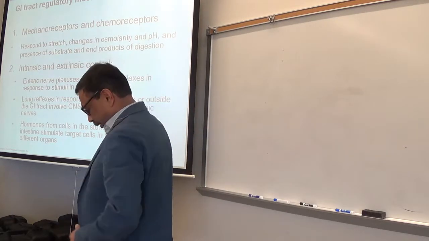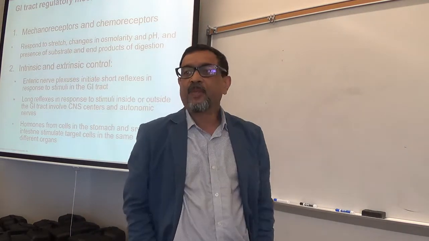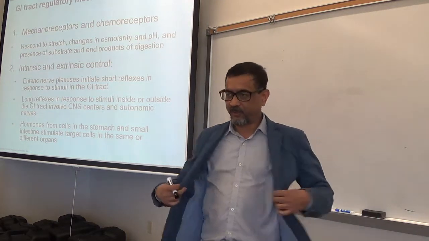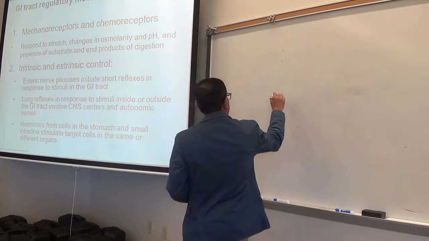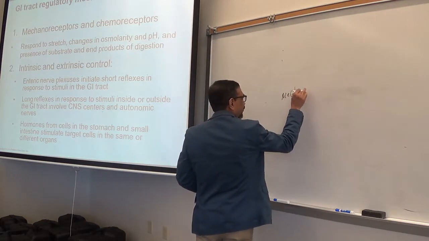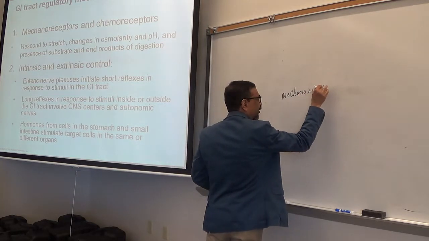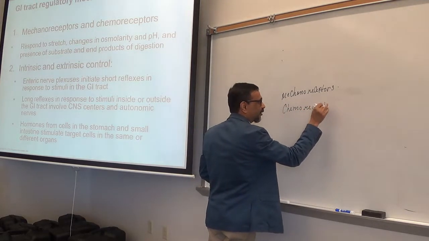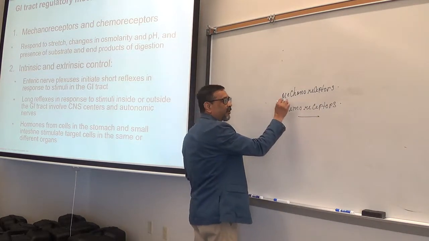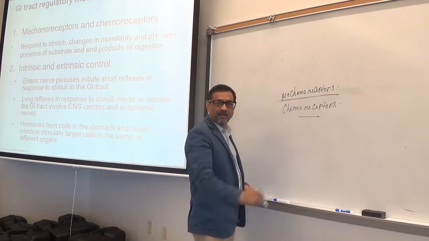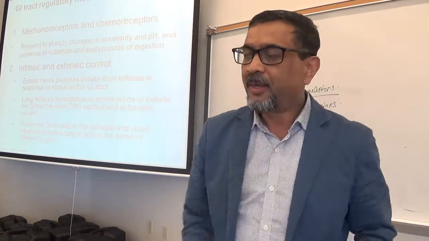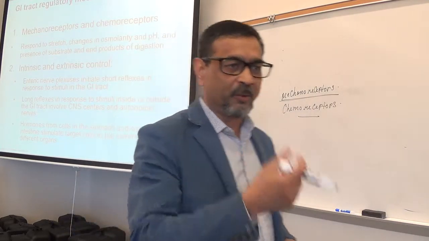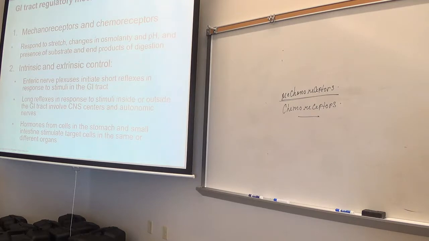Now, inside the GI tract, you have receptors, two types of receptors: mechanoreceptors and chemoreceptors. Okay. Mechanoreceptors are activated by the pressure on the wall of the GI tract, by pressure, and chemoreceptors are activated by the chemicals, food molecules in the GI tract. Make sense?